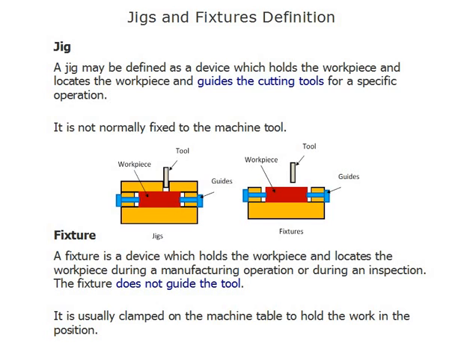A fixture is a device which holds the workpiece and locates the workpiece during the manufacturing operations, sometimes during an inspection. The fixture does not guide the tool. See this picture. This fixture is used to hold and locate the workpiece, but it does not guide the cutting tool. So fixtures are usually clamped on the machine table to hold the work in position.